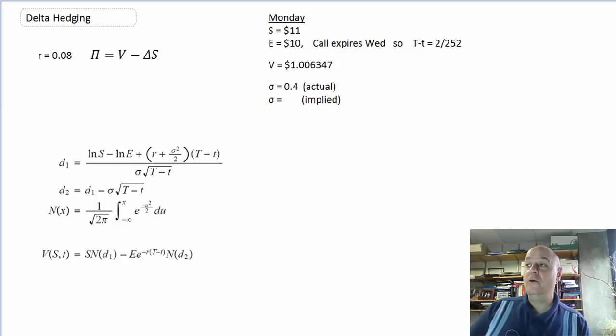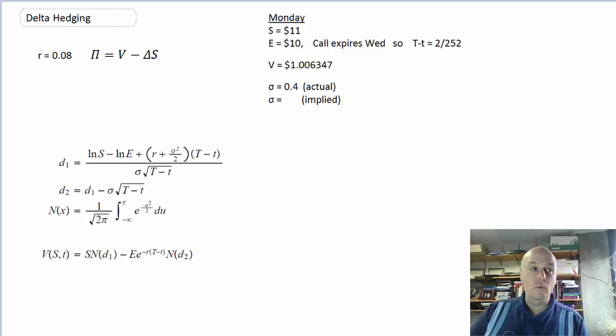So this call expires in 2 days. It expires on Wednesday. So the time left, the capital T minus little t, if I'm using those Black-Scholes equations, T minus little t is 2 over 252. I'm going to use 252 trading days.